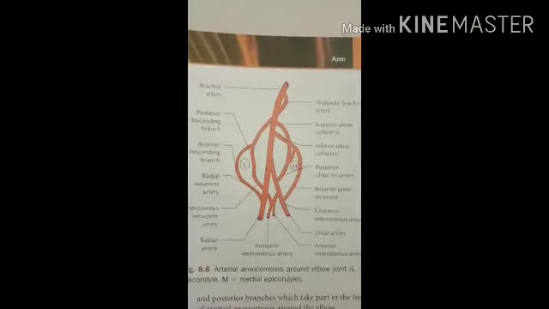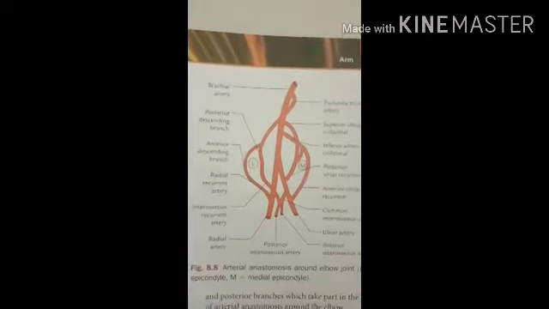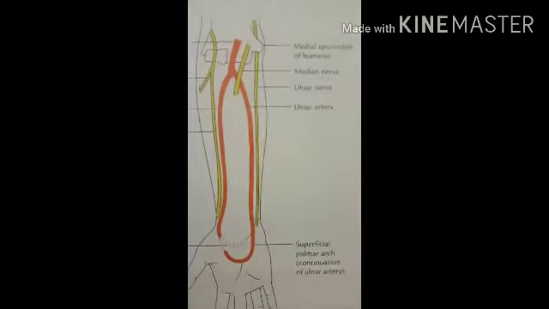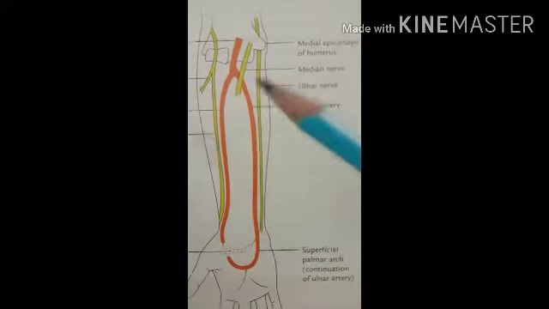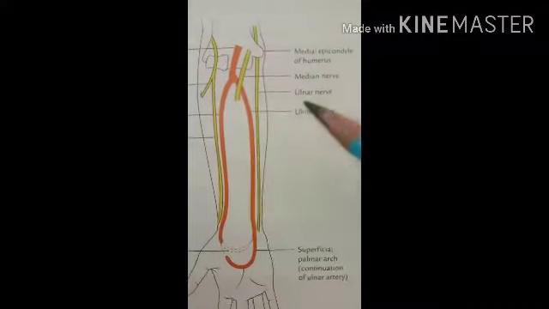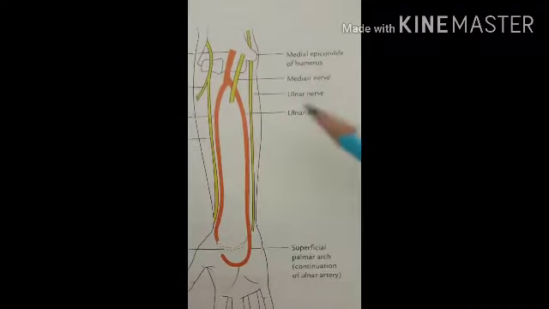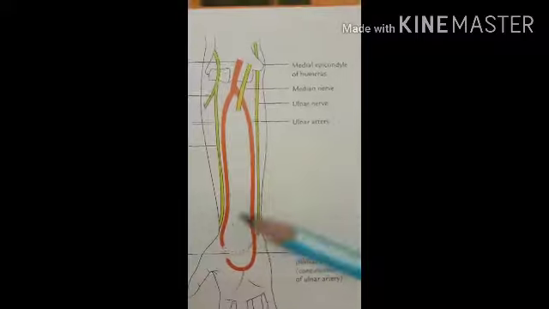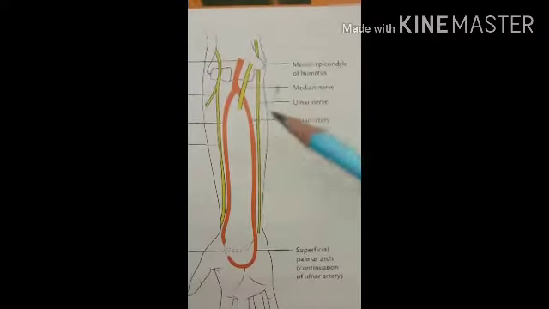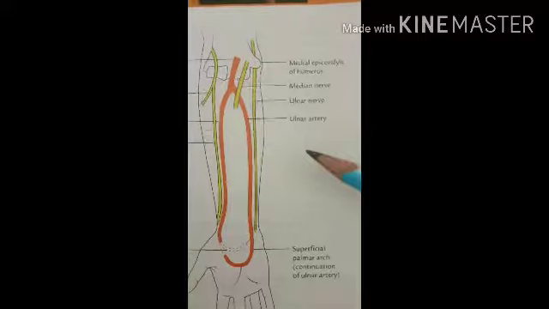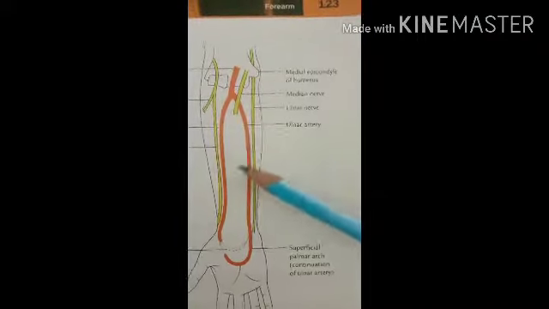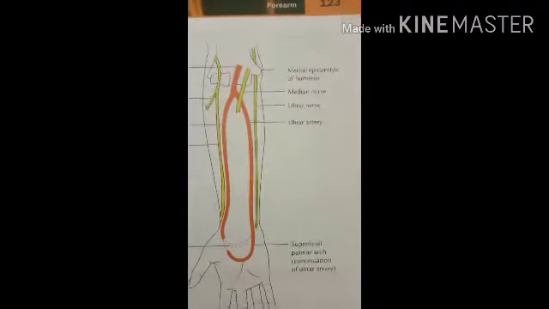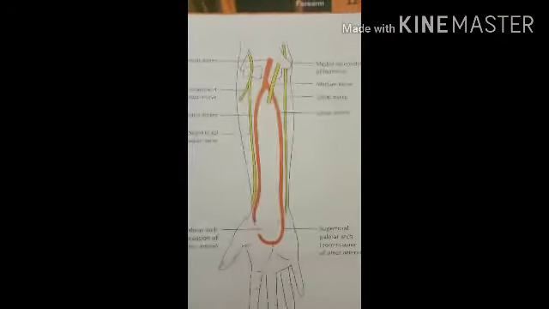Then next we should see another branch of the ulnar artery, the common interosseous artery. The common interosseous artery arises from the upper part of the ulnar artery, and after a very short course at the upper border of the interosseous membrane, it divides into the anterior and posterior interosseous arteries. As the name suggests, the interosseous arteries enter the interosseous membrane and supply the interosseous muscles.